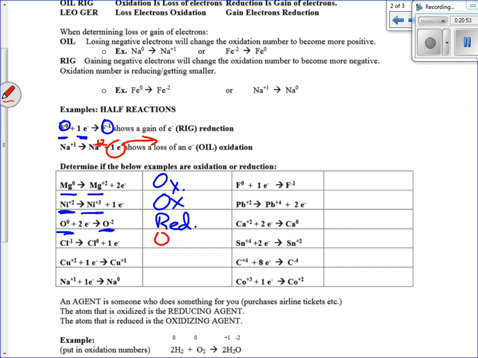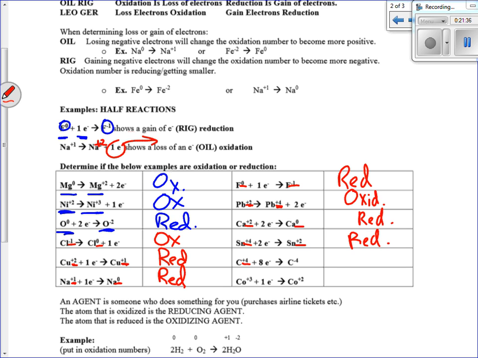This one is oxidation because we're going from -1 to 0, becoming more positive. +2 to +1, that's being reduced. You're becoming more negative. +1 to 0, becoming more negative. 0 to -1, reducing again, becoming more negative. +2 to +4, that's oxidation, becoming more positive. +2 to 0, reduction, becoming more negative. +4 to +2, that's reduction.